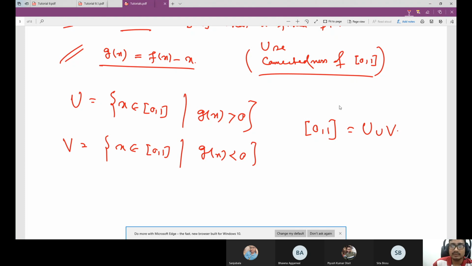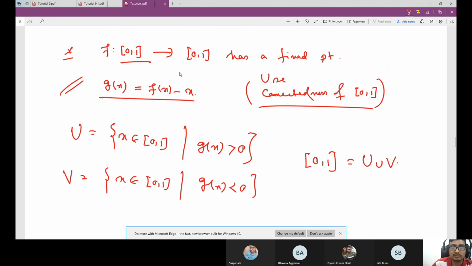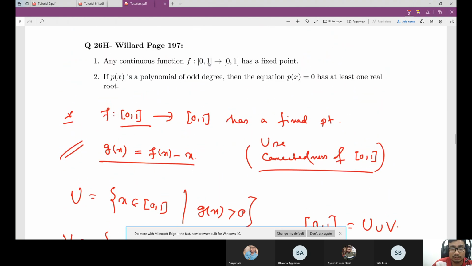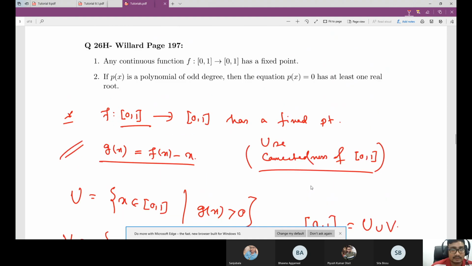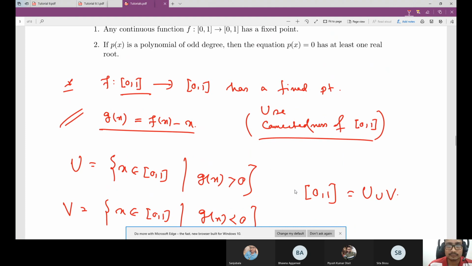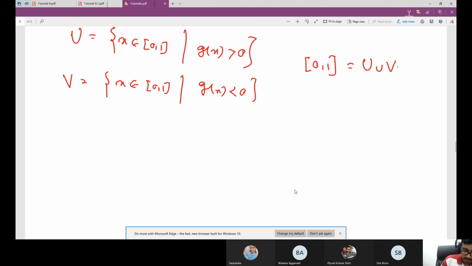And therefore you have disjoint sets, this is called a separation. Therefore, if f(x) is not equal to x for all x belongs to [0, 1], then you have a separation of this interval [0, 1] in terms of open sets. So therefore it has a fixed point, right?